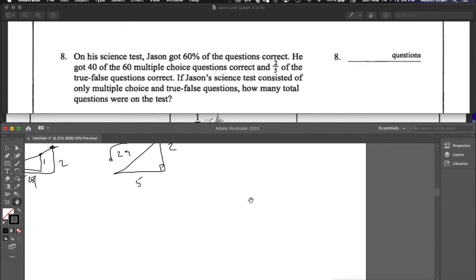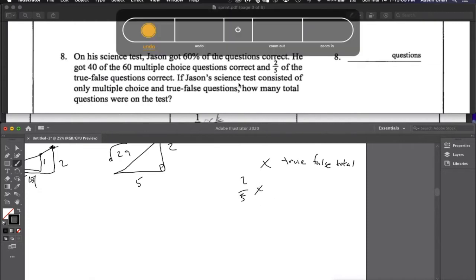Just make some equations. We can say there were X true-false questions in total. If there are X true-false questions total, Jason is going to get 2/5 of them correct, so Jason is going to get 2/5 X correct.